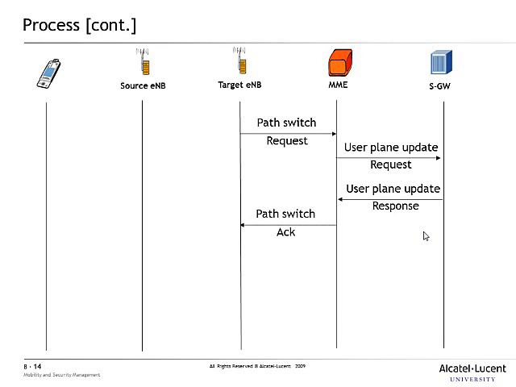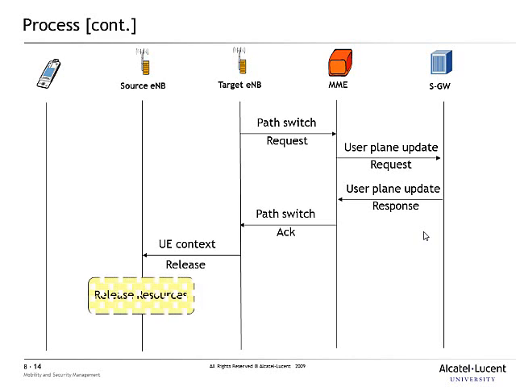Okay, and then the path switch request, which was sent by the target eNodeB, is acknowledged, and the target eNodeB tells the source eNodeB, look, everything is clear now. We are ready to take this new user. The MME knows about it, the serving gateway knows about it, the target eNodeB knows about it. So now you can release the UE context, everything that you know about the UE. And now all the resources held by the source eNodeB are released.